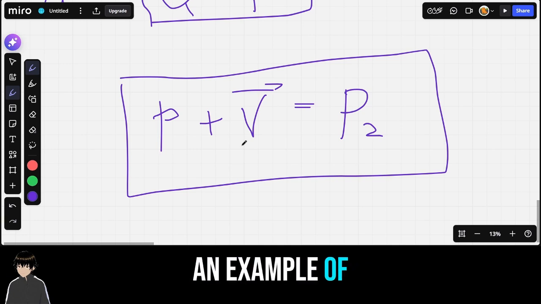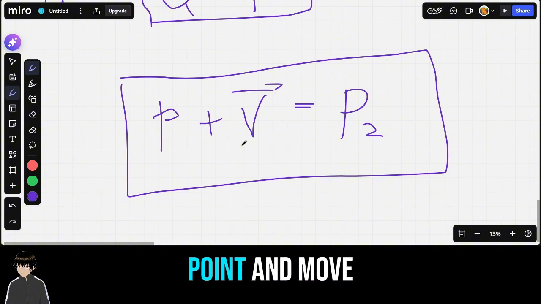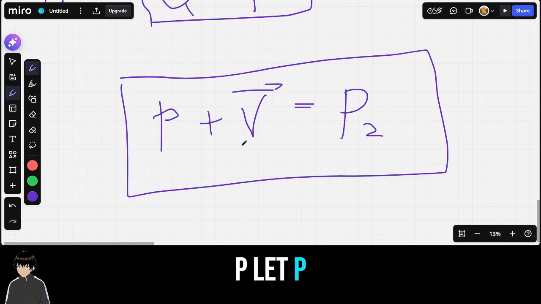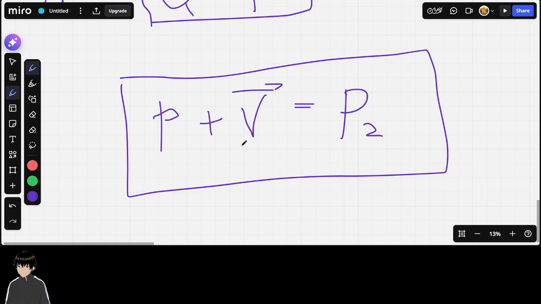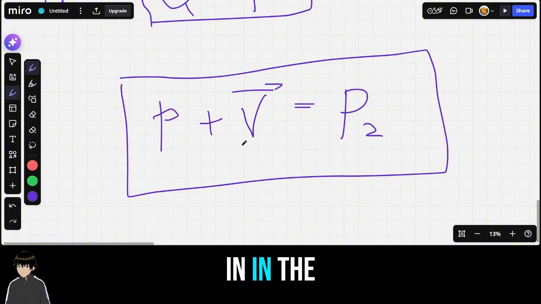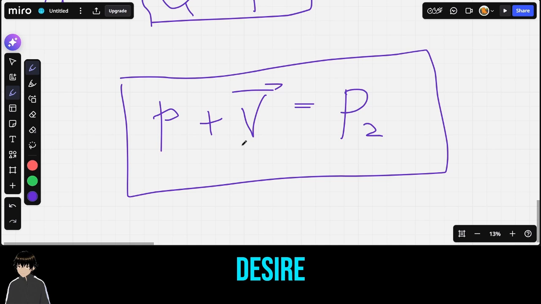So let's get an example of that. You can also take a point and move it by a vector. Let's say p plus b vector, for example. Let p equal 2 and 3, and b equal 3 and 4. P plus b equals 5 and 7. And that's essentially what affine spaces are. You're getting the points in any plane that you desire.